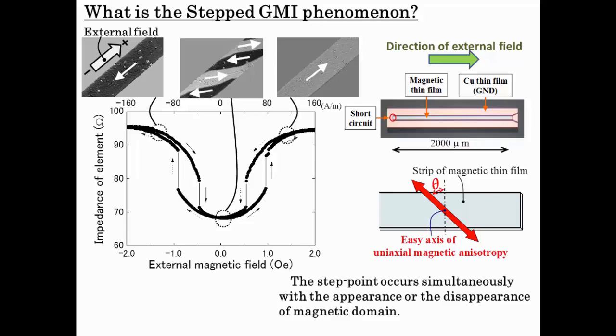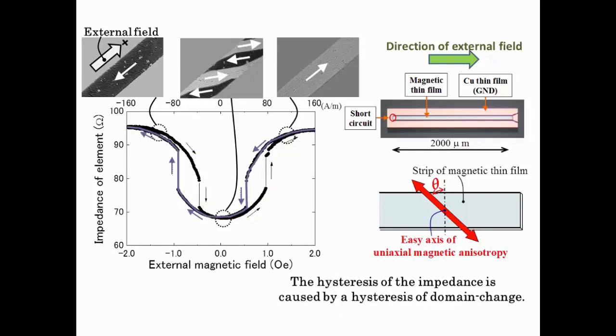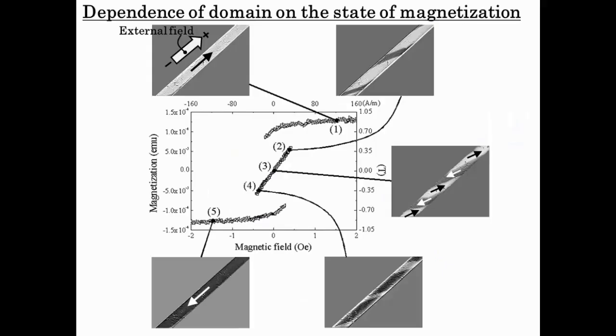When the impedance is at the larger value, the domain is a single domain with positive direction or a single domain with negative direction. And in the lower impedance state, the domain state is multi-domain. This property is obtained by controlling the EZ-axis direction. It is obtained when the EZ-axis direction ranges from 60 degrees to 70 degrees relative to the short side axis. And this property has hysteresis when increasing and decreasing the external field.